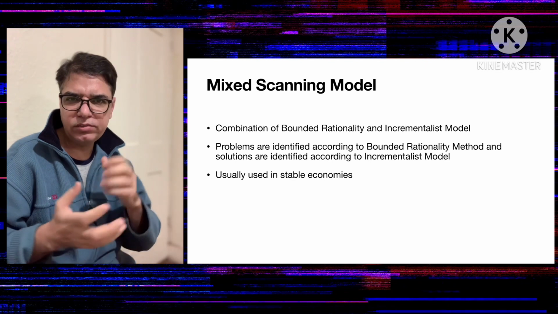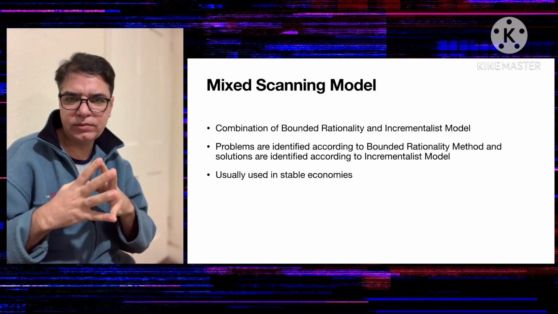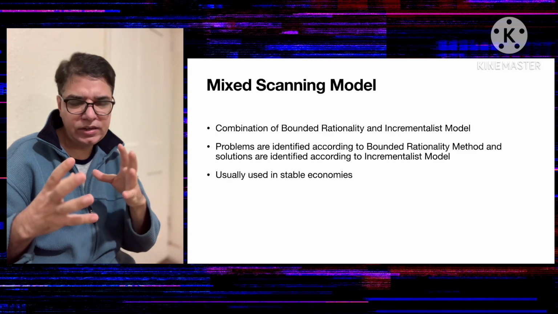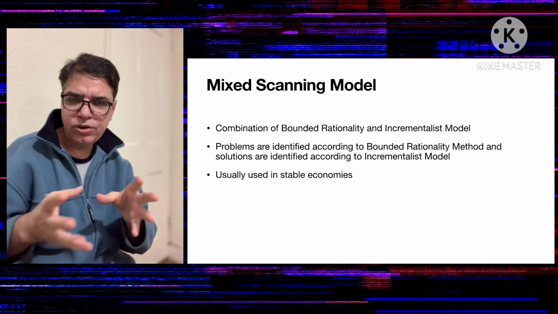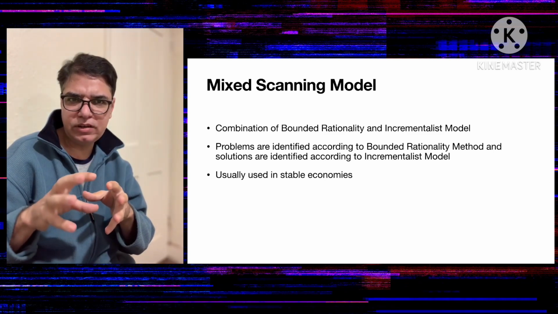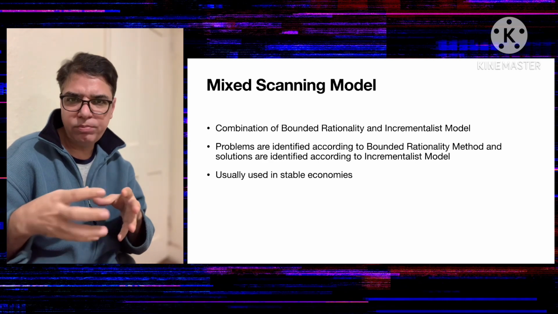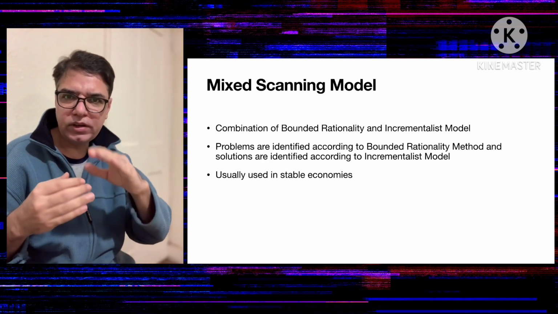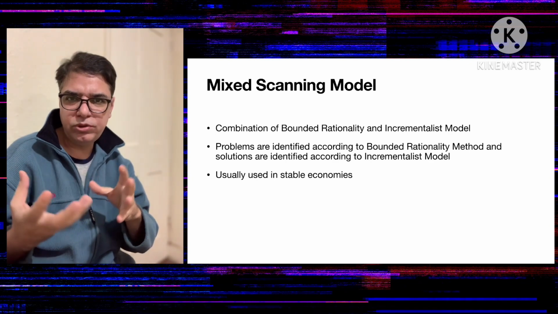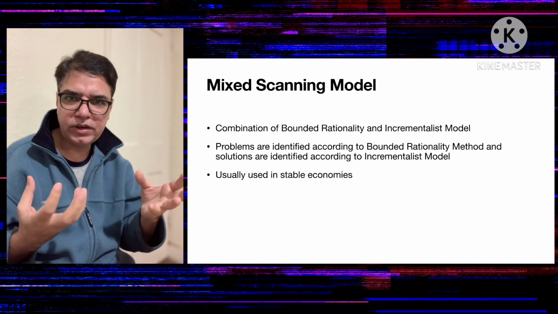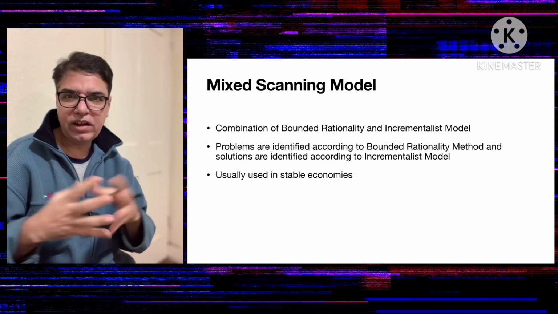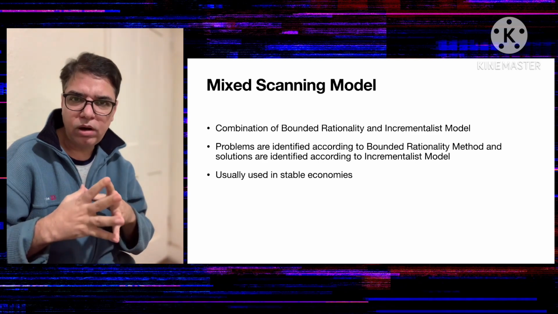Then we have got the fourth one, which is known as the mixed scanning approach. Mixed scanning is more of a combination of bounded rationality and the incrementalist model. So what you would do is quickly scan your environment for those problems which need urgent public addressal, and then you pick up those problems, and in those problems you make small incremental changes. So you go according to some of the principles of bounded rationality, and at the same time you put some principles of the incrementalist model into that, and that is what we call the mixed scanning model of policy making.